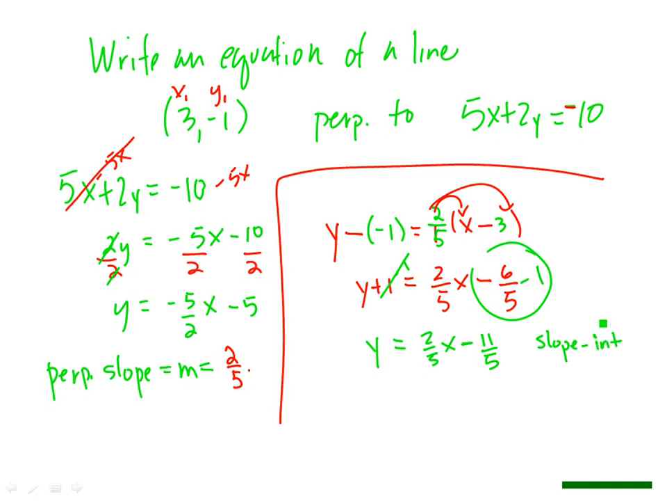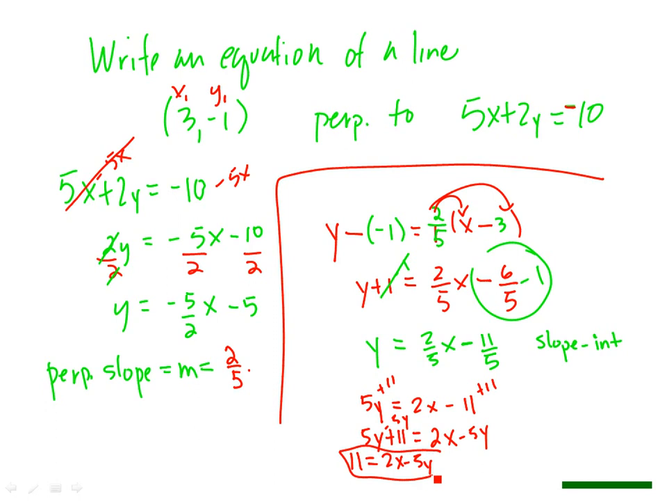What if you had to put this in standard form? Well, the LCD would be 5. So we will multiply both sides by 5 if we wanted to get it in standard form. And then it would be 5y equals 2x minus 11. And then what I'll do is add the 11 on both sides. And then I'll subtract the 5y to get 11 equals 2x minus 5y, which is in standard form.